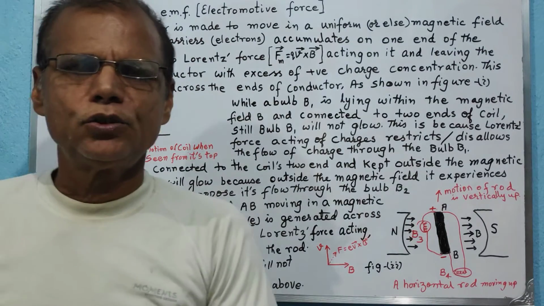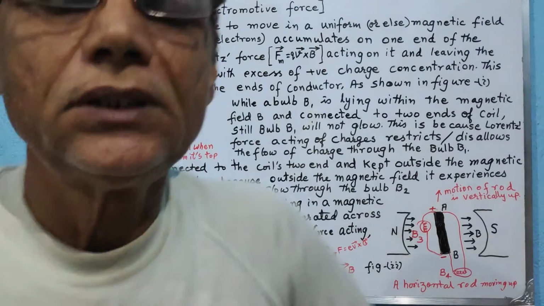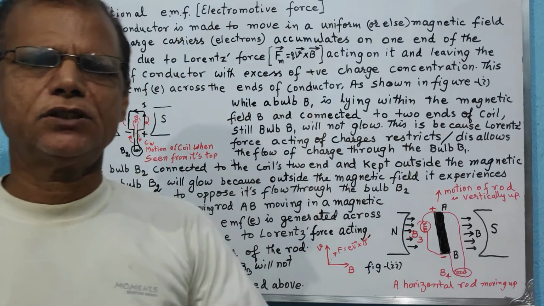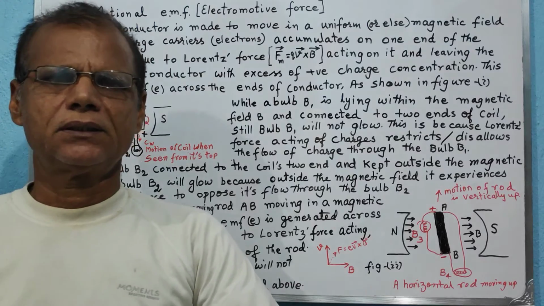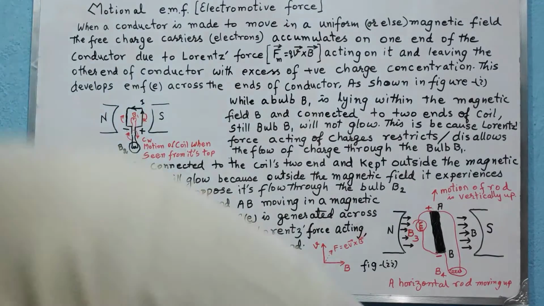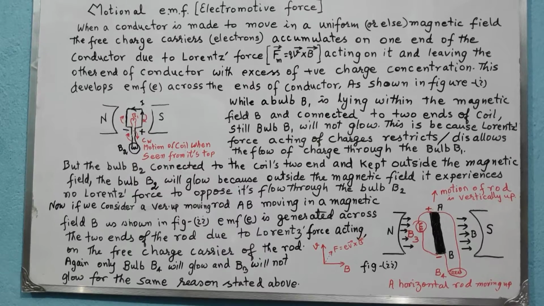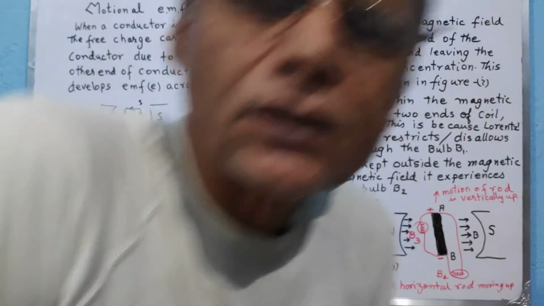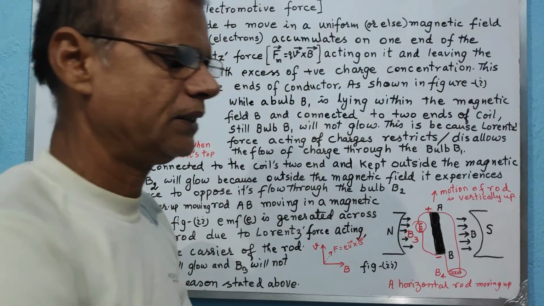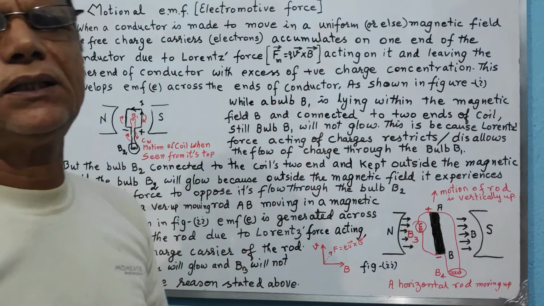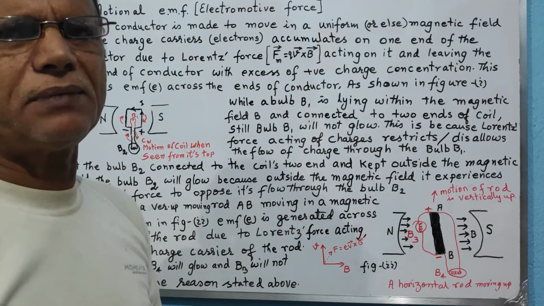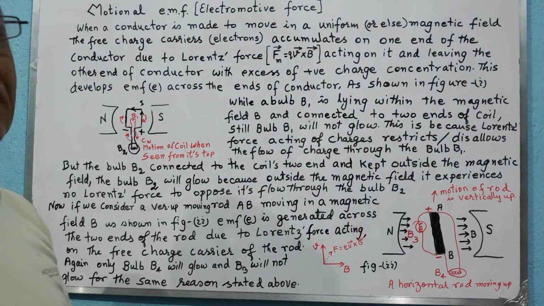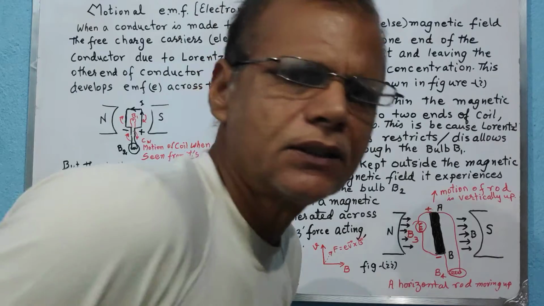Hello students, today we are going to talk about EMF produced due to motion of a conductor placed in a magnetic field, which is also called motional EMF. Now you see, there could be two situations. If a body is rotated when placed in a magnetic field, or it is having linear motion and placed in a magnetic field. So we shall be discussing it one by one.